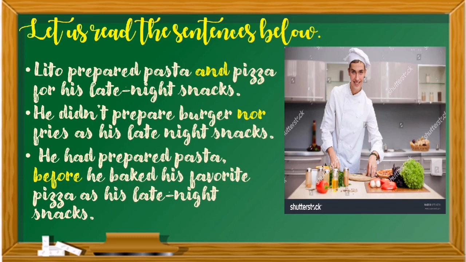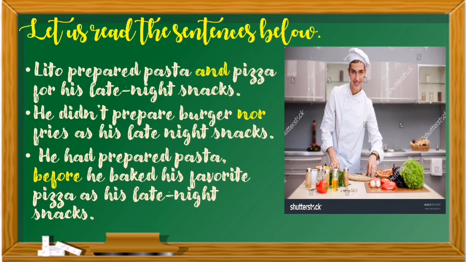So now notice what the highlighted words express. And, nor, and before. The highlighted words and, nor, and before are some of the commonly used conjunctions. They are examples of conjunctions. They express or show connection between words, phrases, and sentences.